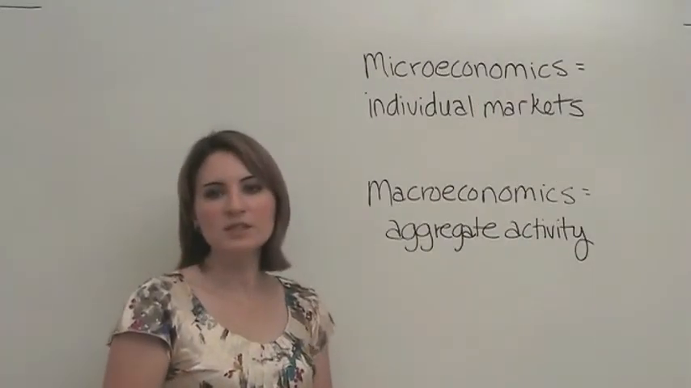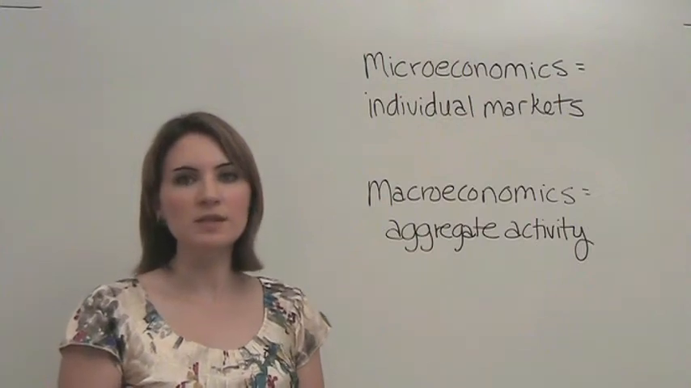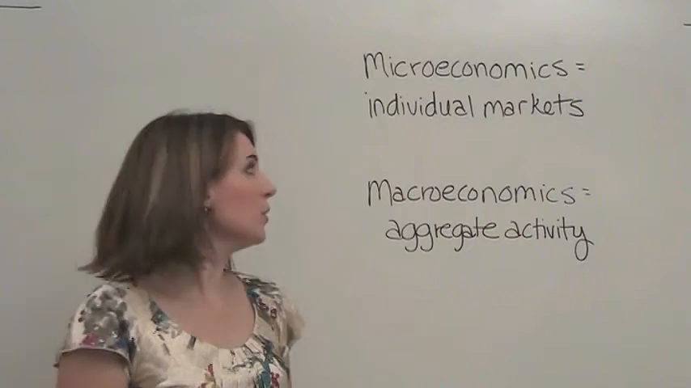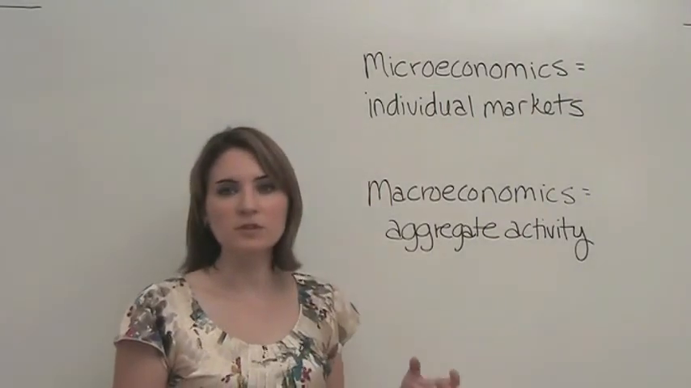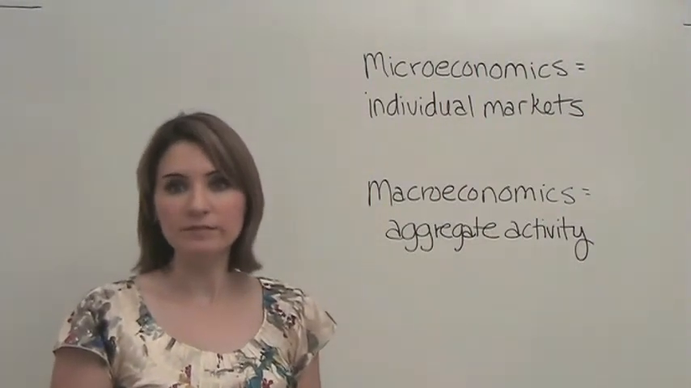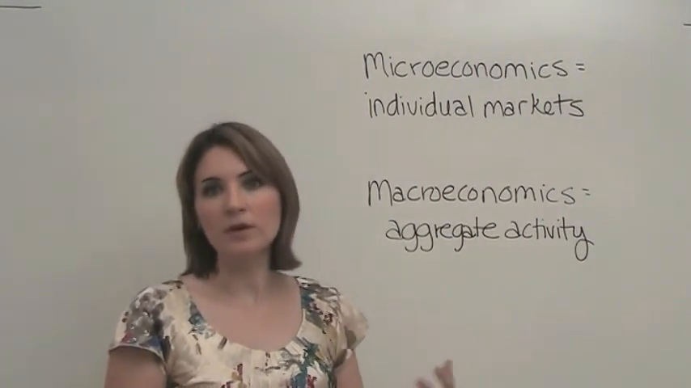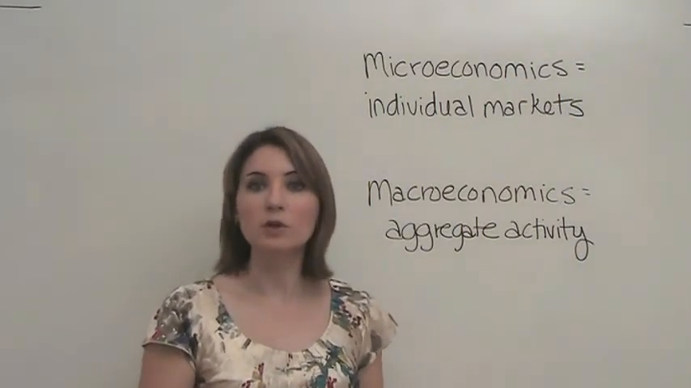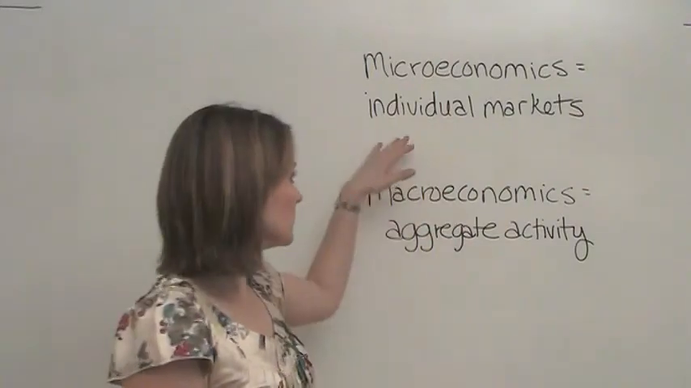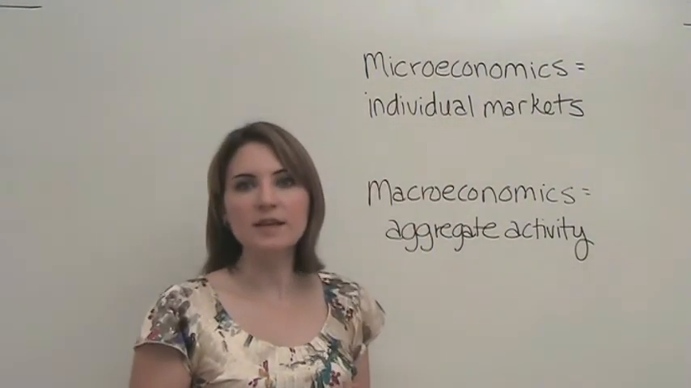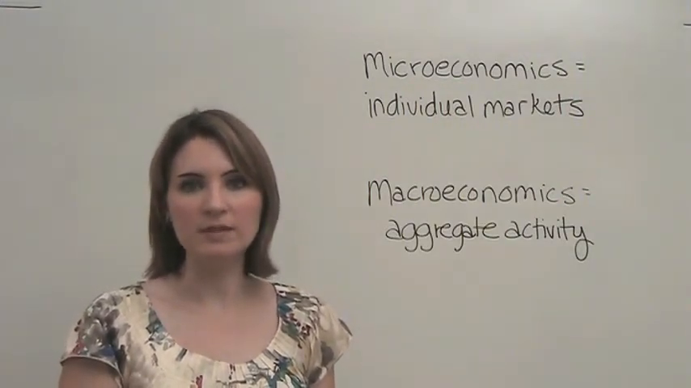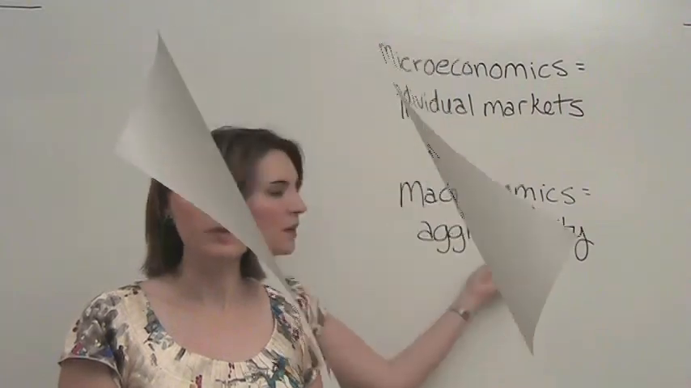One important distinction to make and understand as we get started is the difference between microeconomics and macroeconomics. Simply put, microeconomics refers to, not surprisingly, small things or individual markets. We can talk about the market for ice cream, the market for cars, the market for housing, those sorts of things. When we're talking about individual markets and analyzing the individual behaviors of firms and households and how those come together to form the markets, we're talking about microeconomics.